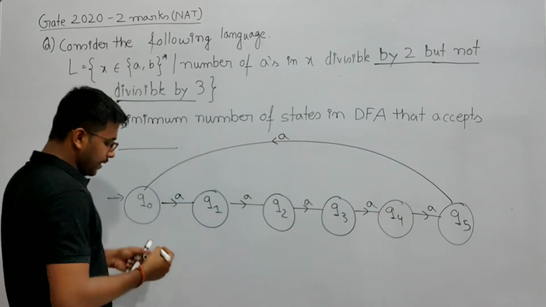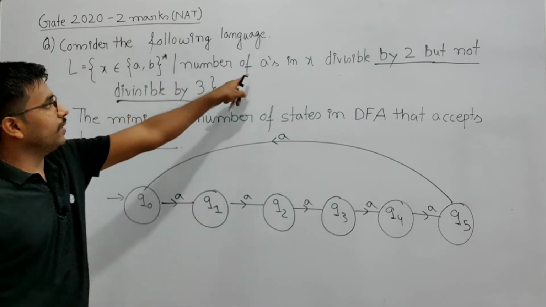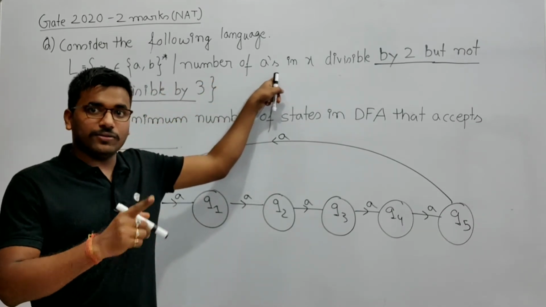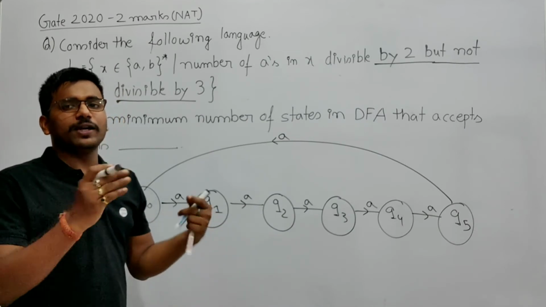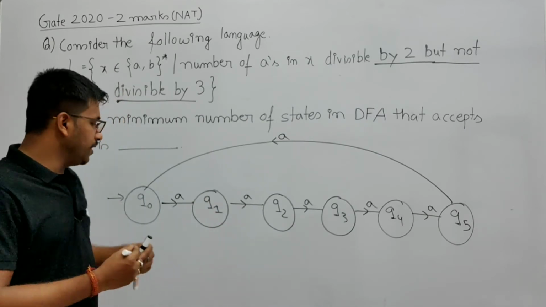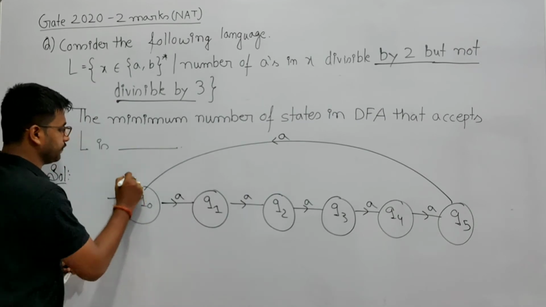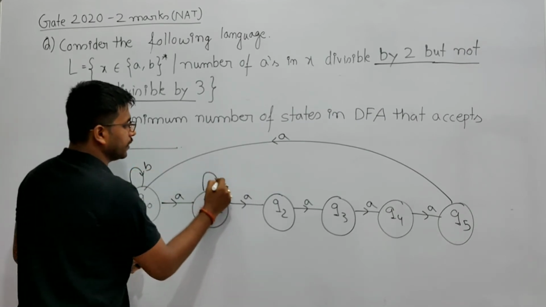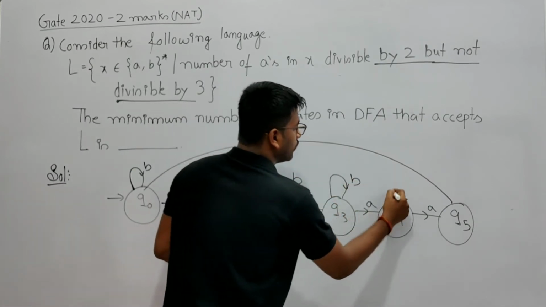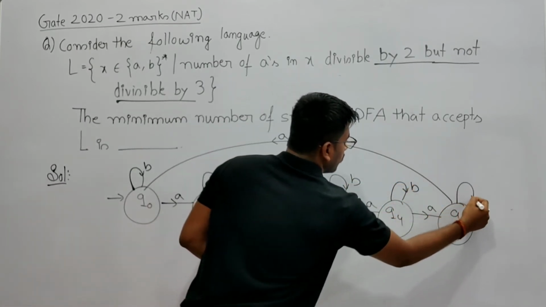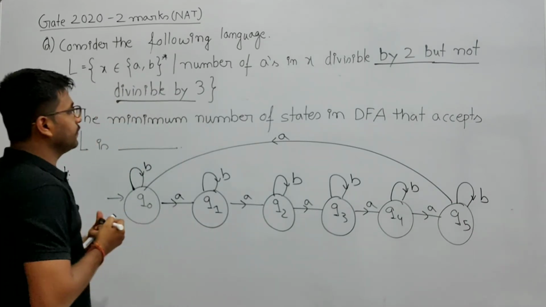Now you know that here we are concerned only with the number of A's in X, not the number of B's. So if we get any B, we will remain in the same state. We are not counting B's, so we will just keep a loop of B.